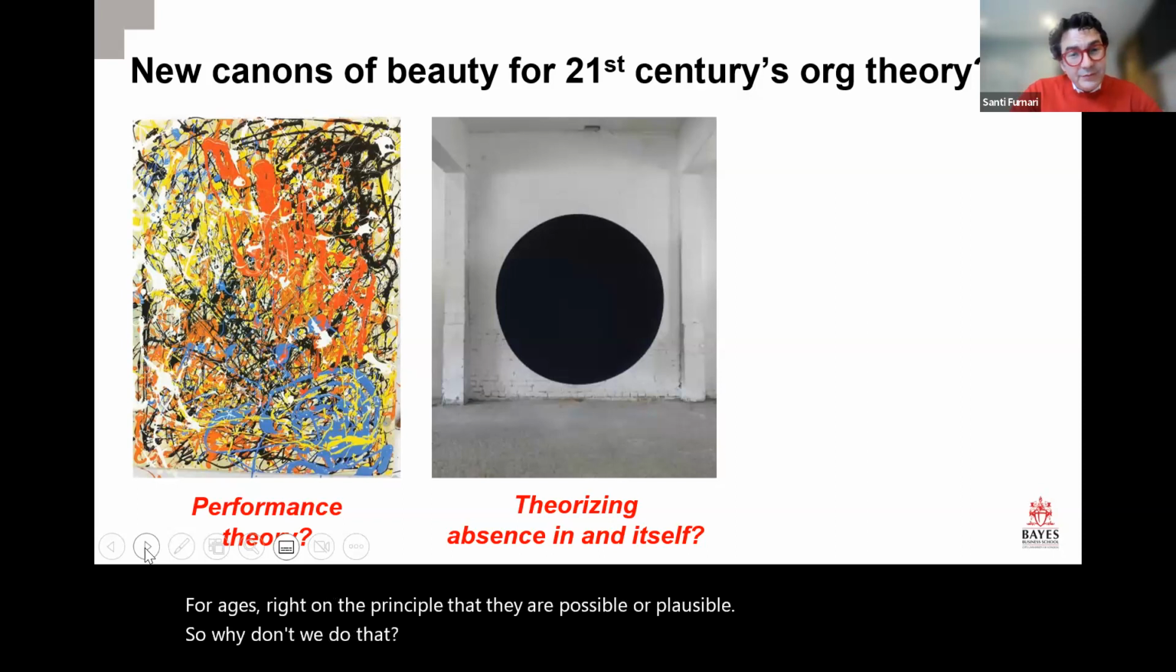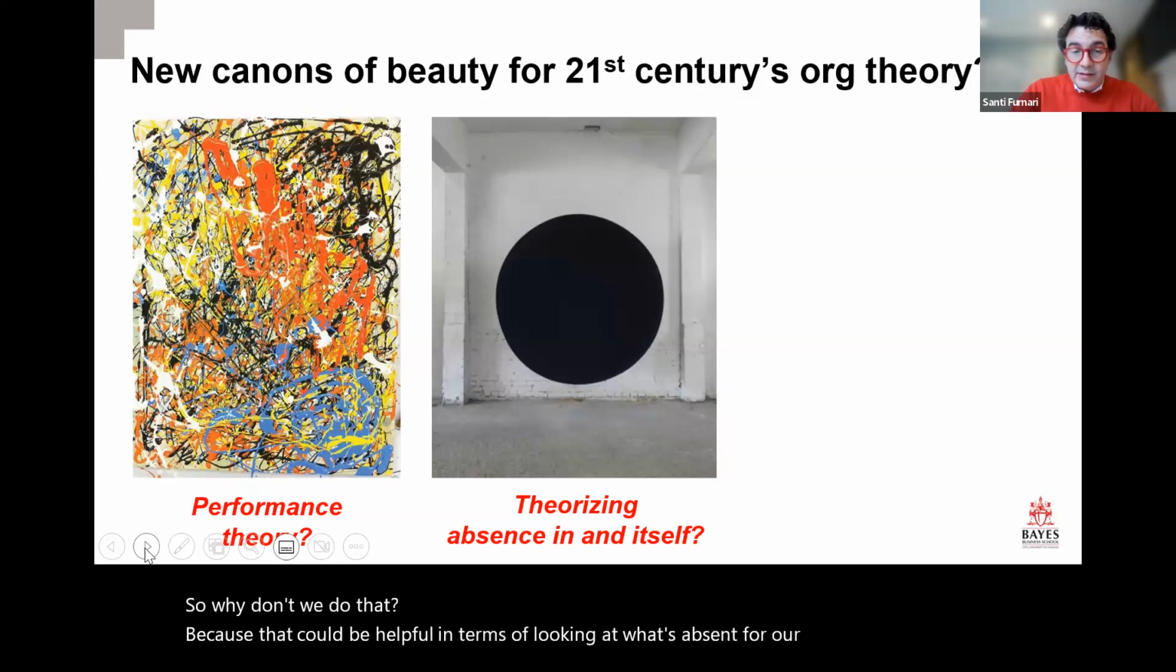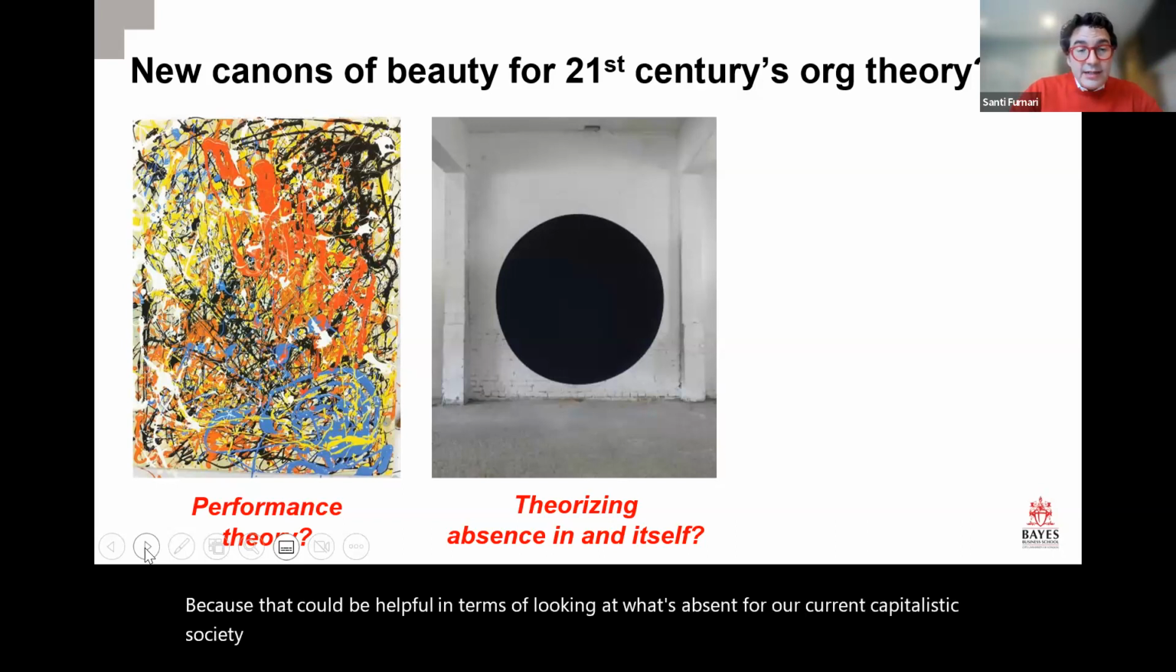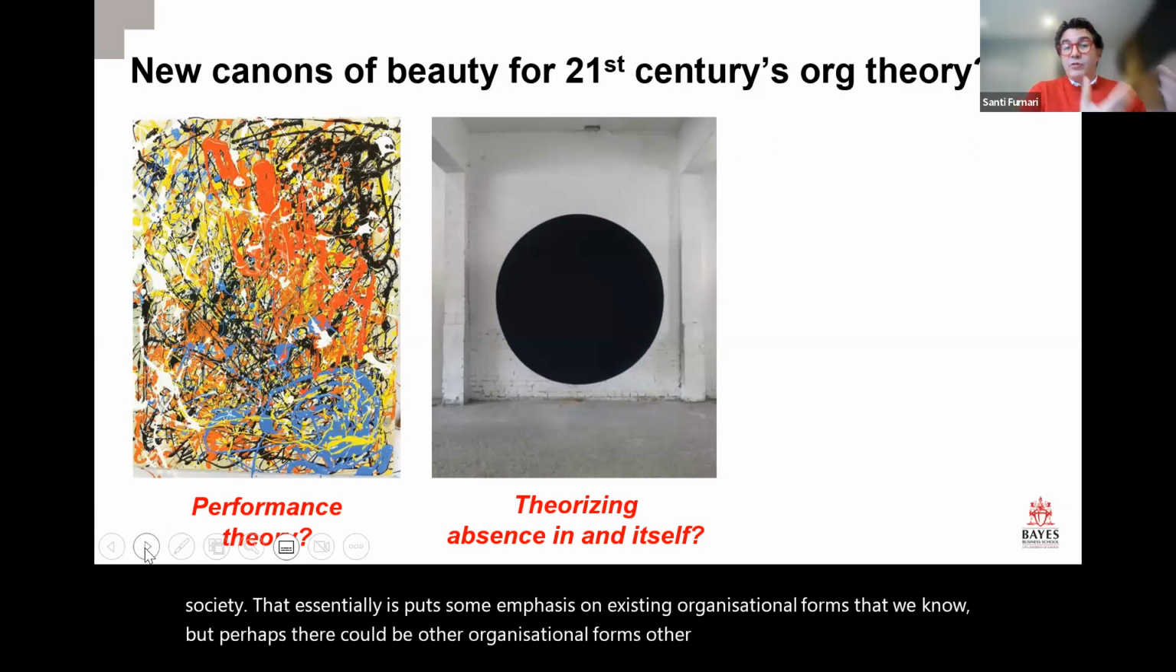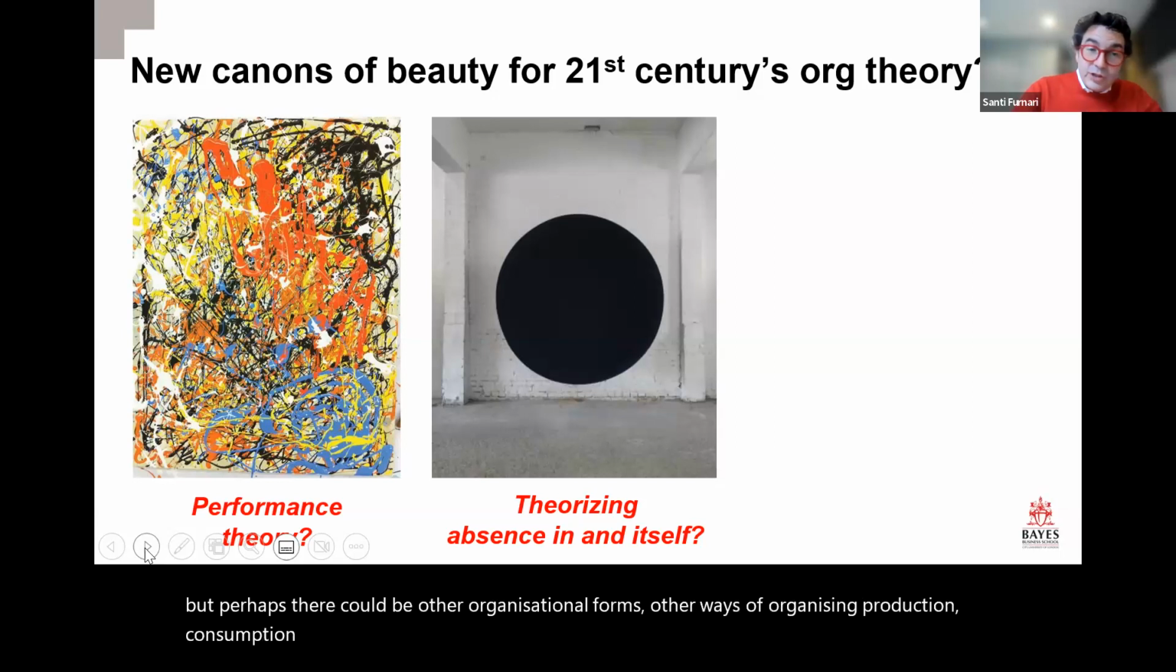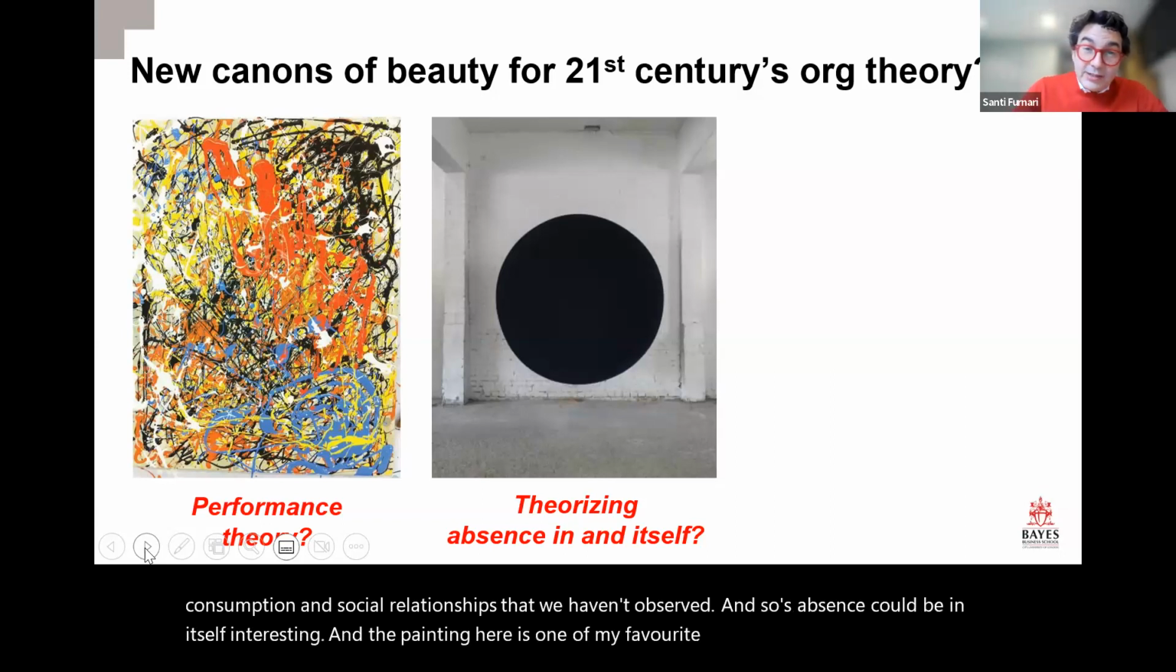Because that could be helpful in terms of looking at what's absent for our current capitalistic society, that essentially puts some emphasis on existing organizational forms that we know, but perhaps there could be other organizational forms, other ways of organizing production, consumption, and social relationships that we haven't observed. And so absence could be in itself interesting. And the painting here is one of my favorite sculptures. It's actually a sculpture, not a painting, by Anish Kapoor.